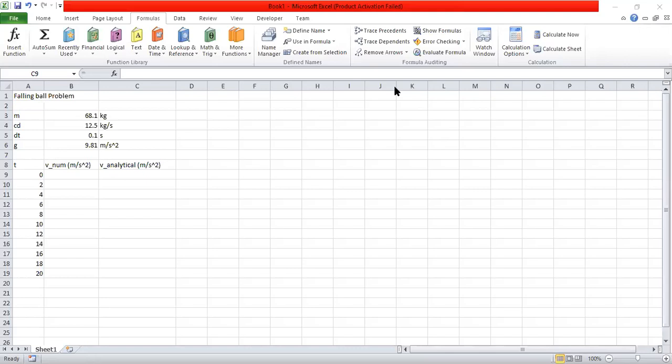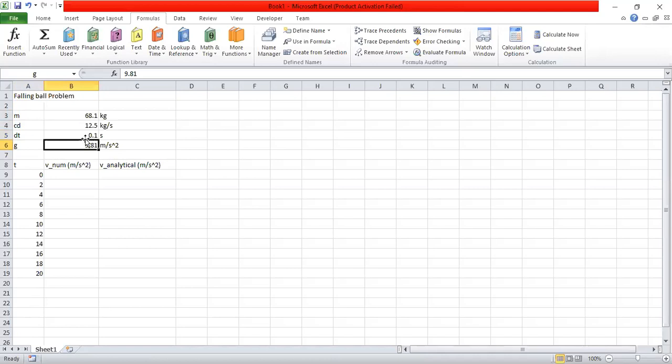Okay, for Okoyemi that said I went over it very quickly, so let me go over it again. I typed in these values. I specified the mass as 68.1, which was the same thing in the question. The air resistance coefficient, I specified it as this. Then the step size, I specified it as 0.1. Then the acceleration due to gravity, I specified it as this.